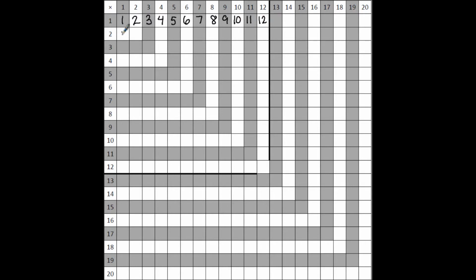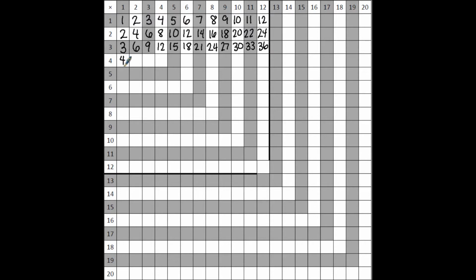For the next row, we're going to count by twos. 2, 4, 6, 8, 10, 12, 14, 16, 18, 20, 22, 24. For the next row, we'll count by threes. 3, 6, 9, 12, 15, 18, 21, 24, 27, 30, 33, 36.